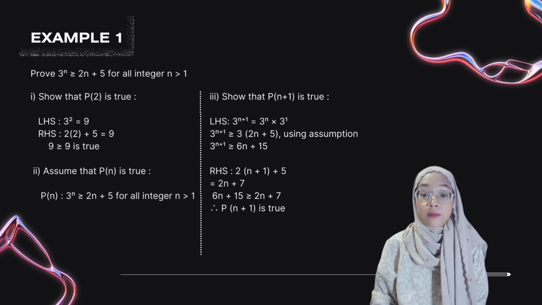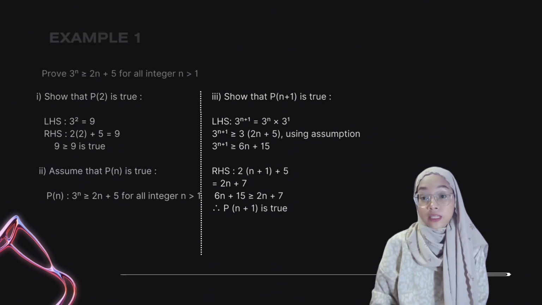So 3 power n plus 1 more than or equal to 6n plus 15. So right hand side, 2 multiply n plus 1 plus 5 equals 2n plus 7. So 6n plus 15 more than or equal to 2n plus 7. Therefore, Pn plus 1 is true.